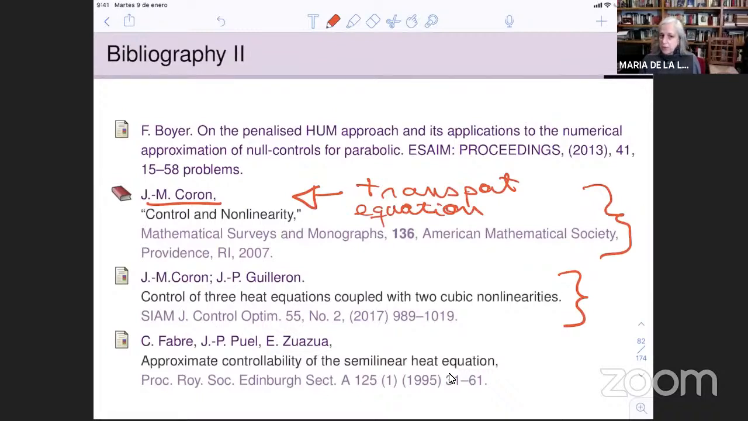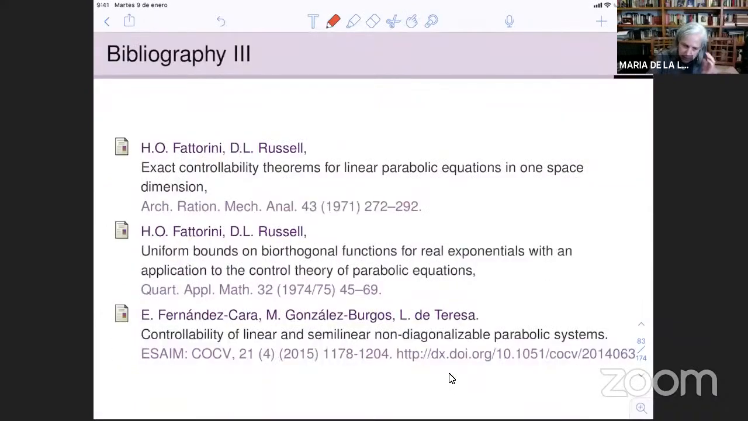So for the approximate controllability of the heat equation, you can find the results of Caroline Fabre, Jean-Pierre Puel, and Enrique Zuazua. That's an old paper of 95. But if you are not used to this kind of problems, you can find there the results, okay, even in L^p.